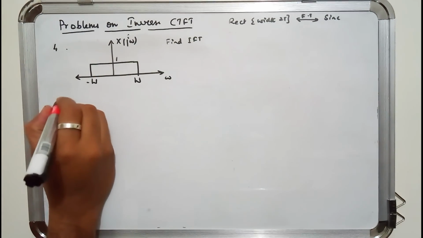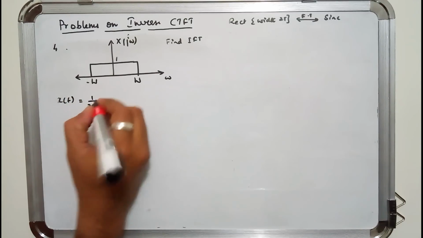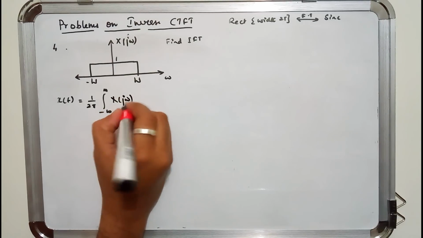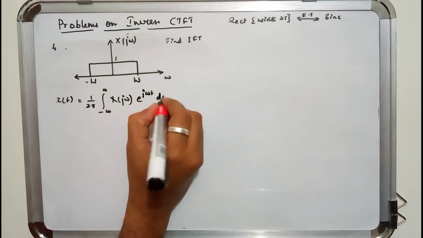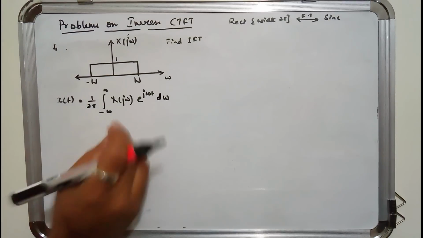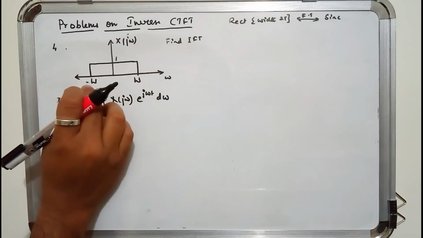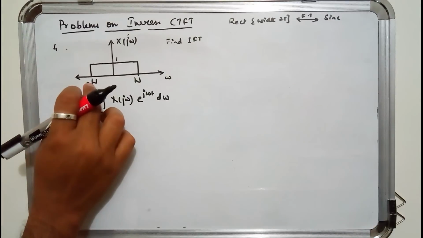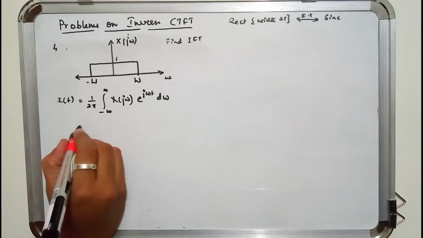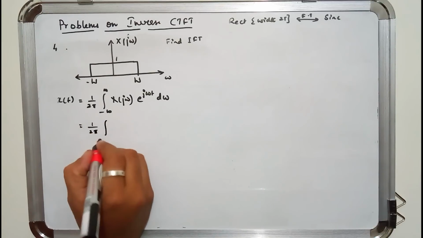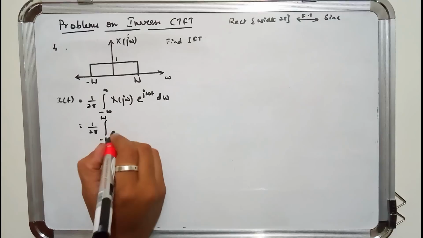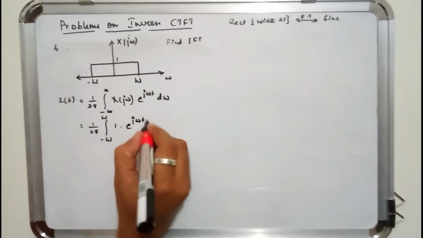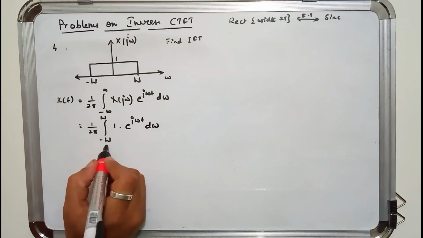So what is the inverse Fourier transform equation? x of t is equal to 1 by 2 pi integral from minus infinity to infinity of X of j omega e power j omega t d omega. This is from the fundamentals. But my X of j omega is existing between minus w to plus w, as in the case of the time domain signal which existed between minus t to plus t. So this minus infinity to plus infinity will become minus w to w. X of j omega, what is its value in that range? It's 1, into e power j omega t d omega. Remember, this is omega and this is w.